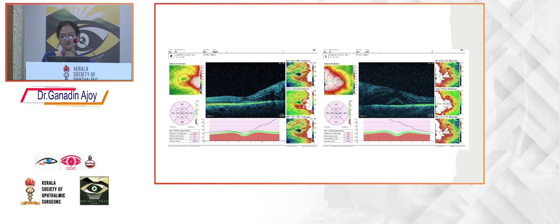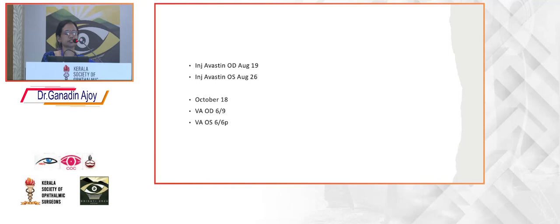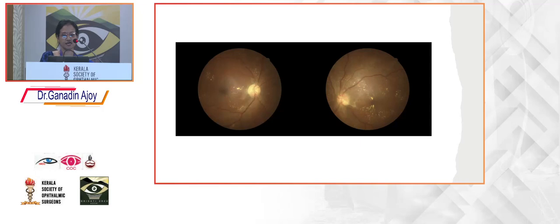That is laser. And he was given an injection of Avastin in the right eye on August 19th and the left eye on 26th. By October, his vision has come back to 6/9 in the right eye and left eye 6/6. And this is what the fundus looks like. There is the presence of membrane because there was NVD along with this. In both eyes, there are epiretinal membranes, and the disc has become pale. Left eye sectoral, right eye a great proportion of the disc is involved, disc pallor.